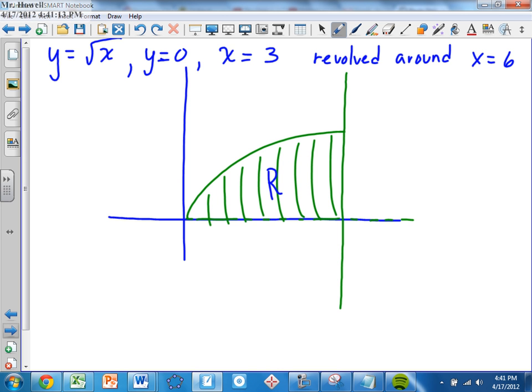Now, I want to take this region and revolve it around the line x equals 6. Before I even get there, though, what's the line x equals 6, what look about the like other two? It's a vertical line. Okay, here's 3. Here's 6 out here. So what kind of revolution am I doing now? Around the y. So I'm going to have to do everything in y's and dy's and my y limits here.